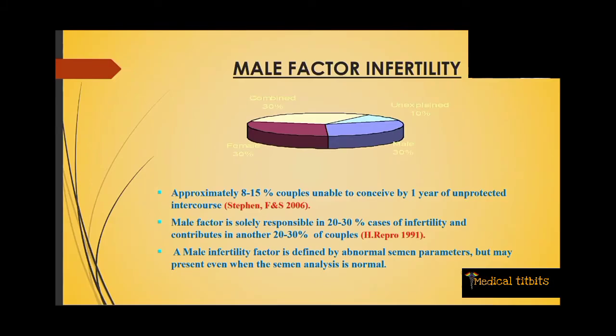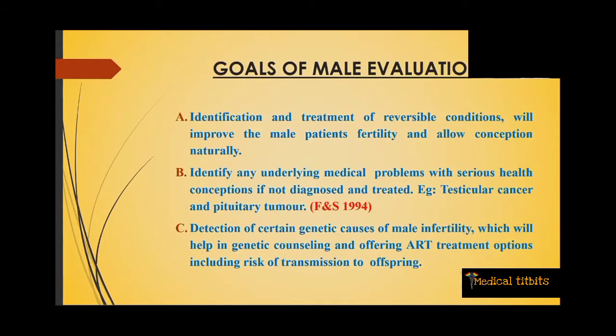occurs. Infertility affects around 8 to 15% of couples, and in around 50 to 60% of those cases, the male is solely responsible or is responsible in a combined factor. So a male infertility factor is defined by abnormal semen parameters, and it can also be present even when the semen analysis is normal. Now, what are the goals of male evaluation, which have already been covered?